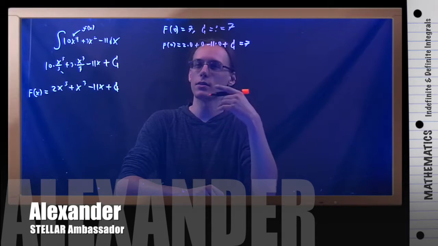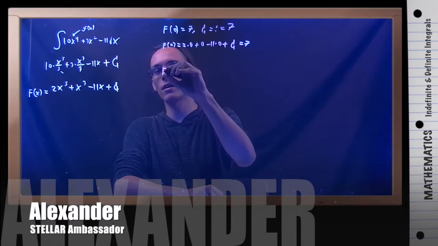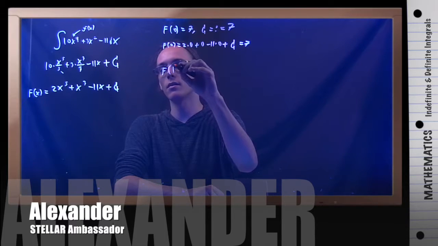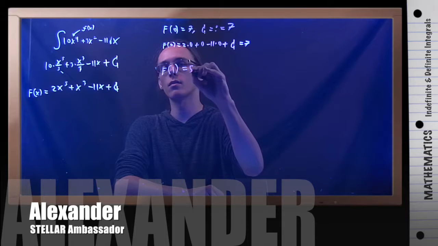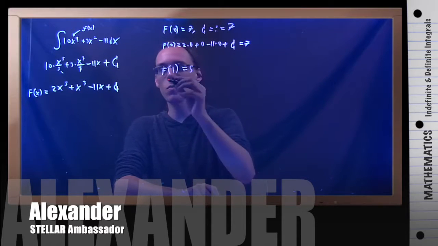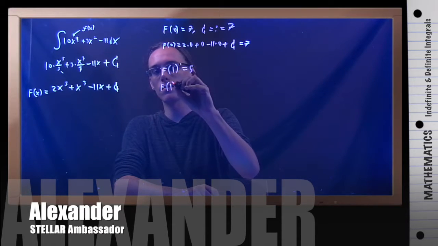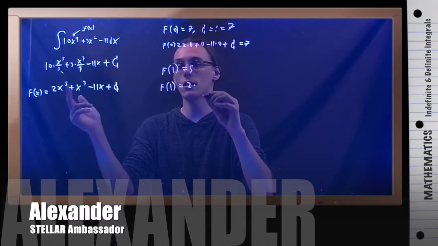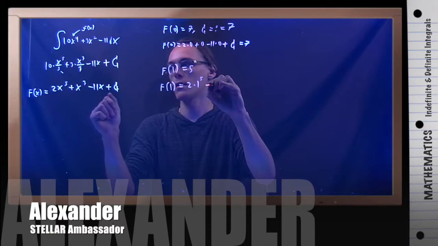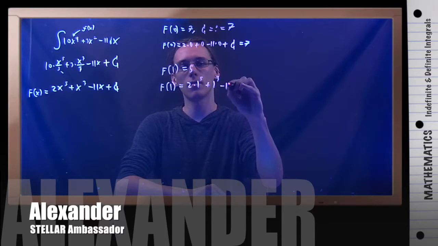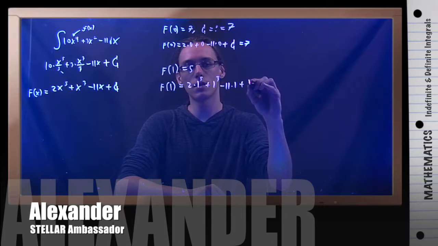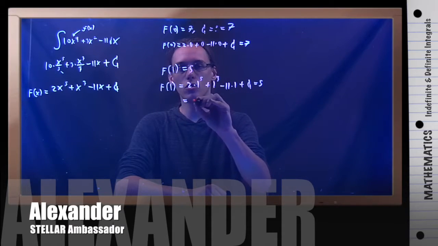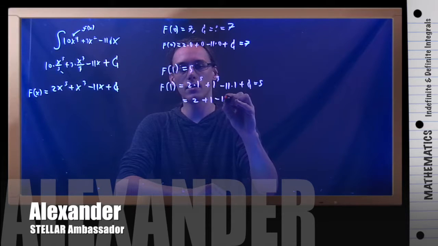Simple enough. The second initial condition was what if, not at the same time, but instead of this, F of 1 was equal to 5. Same process, but we're plugging in 1 instead of 0. So here I would get 2 times, well, 1 to the 5th is still just 1, but I'll put it here, plus 1 cubed minus 11 times 1 plus c is equal to 5. Well, this is just 2 plus 1 minus 11.